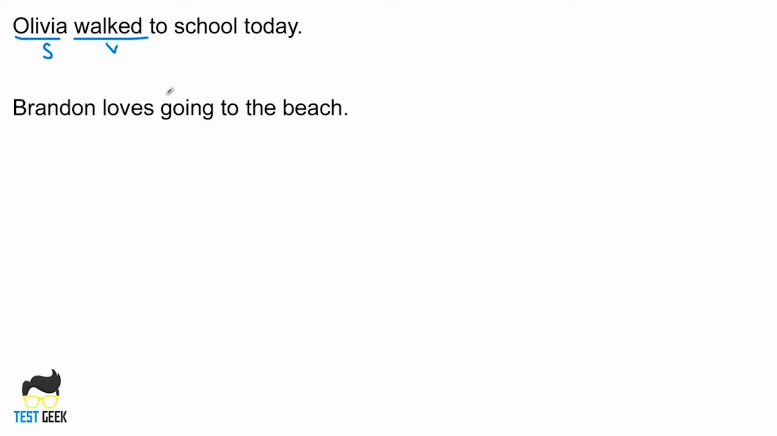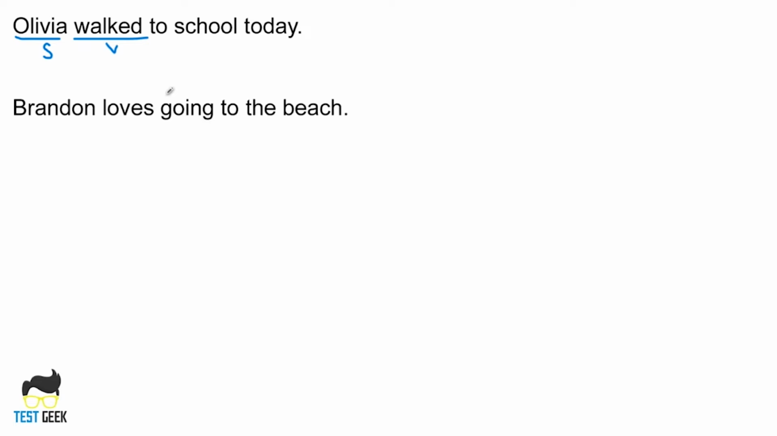Let's look at an example. Olivia walked to school today. The subject of our sentence is Olivia. Walked is our verb, right? Because our subject is what the sentence is about, or whoever or whatever is doing the action. And then our verb is our action. What is being done, what was done, what is done, any action item in our sentence is going to be our verb. It can also be a helping verb, so we'll get to that. But in this case, it's an action. So Olivia is our subject, walked is our verb.